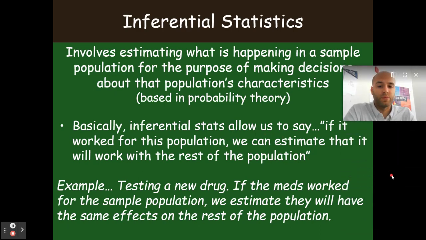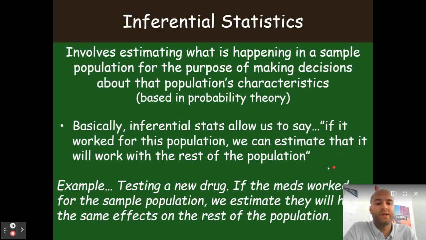So here's a concrete example. If you're testing a new drug, right? You're testing out a new drug. If the meds worked for the sample population and you found out your control group and your experimental group responded differently, and we found out that the drug was actually working with that population, we can then estimate they will have the same effects on the rest of the population, and maybe we can continue those trials, right? So inferential statistics allows us to generalize and to extrapolate to the larger population.